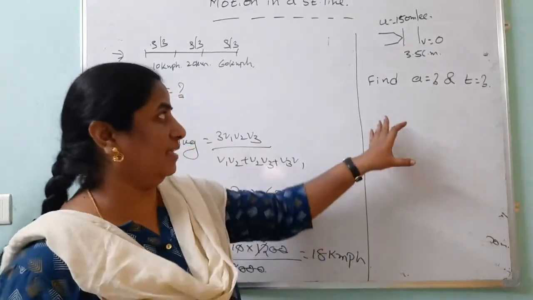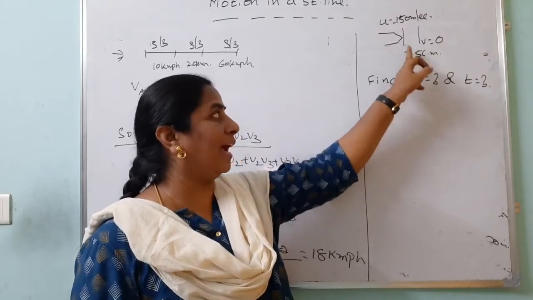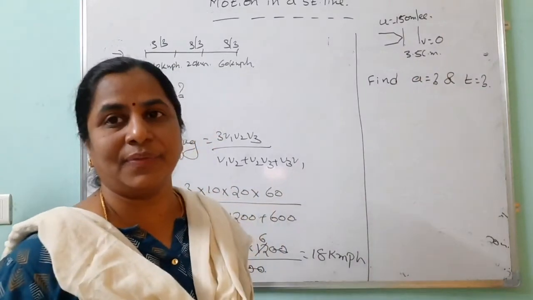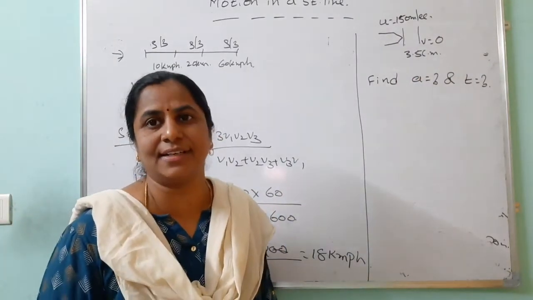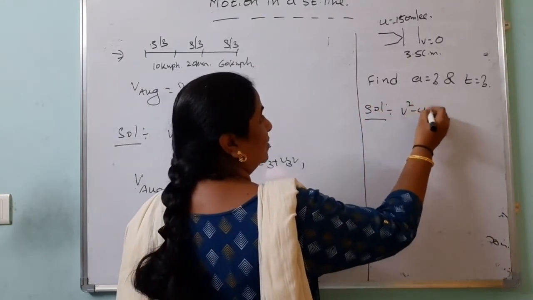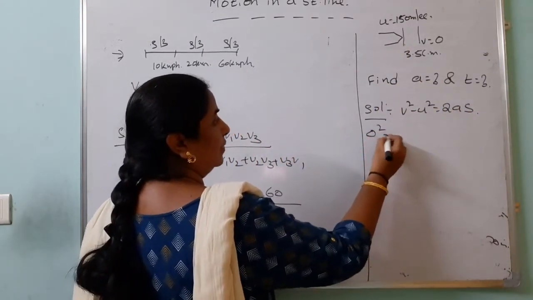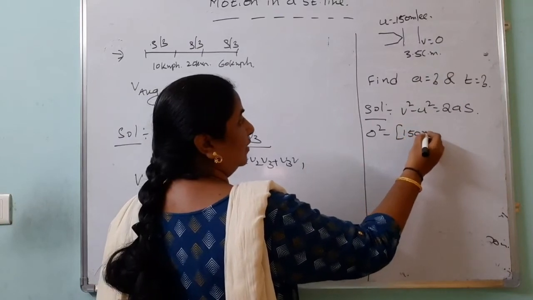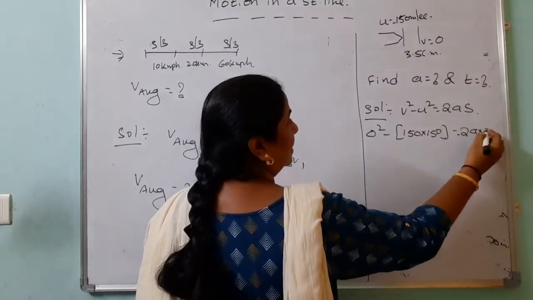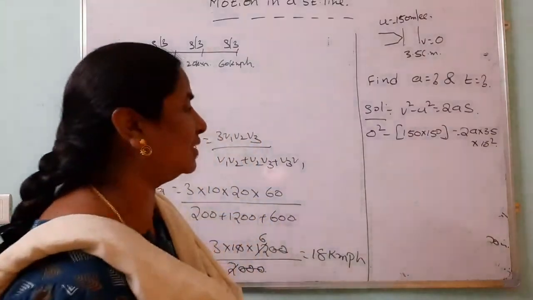Very important problem: one bullet is moving with 150 meters per second. It strikes the plank and travels 3.5 centimeters. Then it comes to rest. In this case, we should find out the acceleration and time. Look here. We can use the v square minus u square equals 2as formula. See, v is clearly 0. Velocity is how much? 150 into 150 equals 2 into acceleration into 3.5 into 10 power minus 2 meters. Because centimeters we must convert into meters.